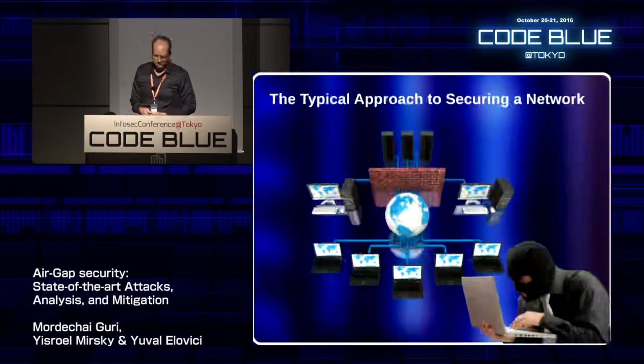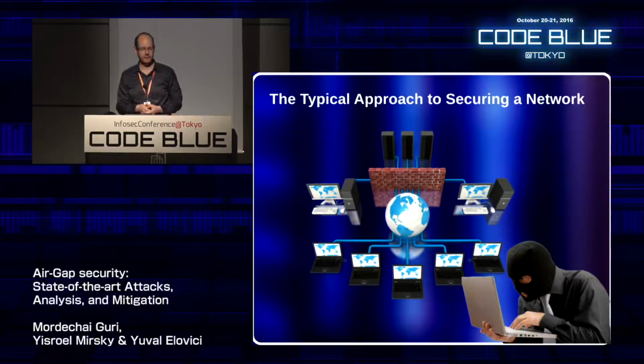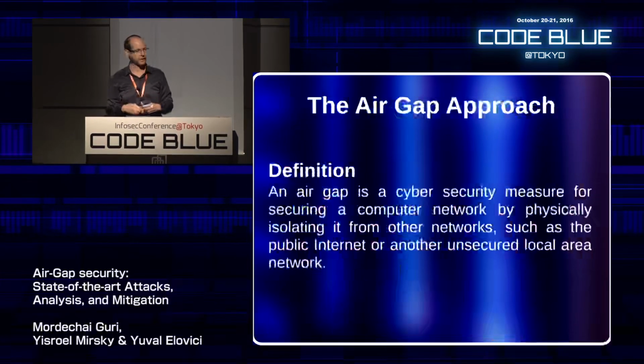So let's begin. What is an air-gapped network? The typical approach to a security network looks something like this. You have the internet or some public domain, and you have a private network. The private network is separated with some sort of firewall or network intrusion detection system. And as we know, the attacker wants to try and get into that network from remote, and he also wants to perhaps have some malware exfiltrate information out of the network back to the attacker.